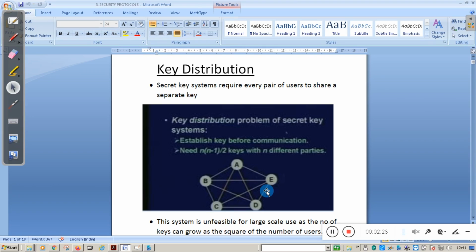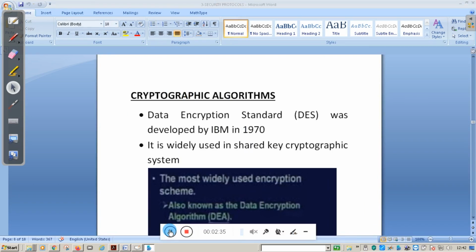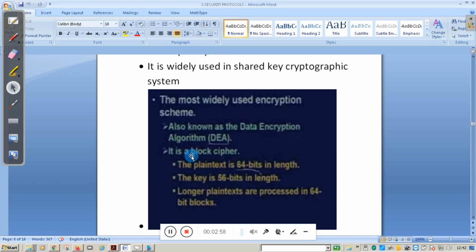Now today we will proceed to one of the important algorithms called data encryption standard, which is a symmetric key encryption technique. The data encryption standard or DES was developed by IBM in 1970. This is the oldest algorithm. Still it is used in cryptographic encryption technique. The main concept of this algorithm is it makes use of a shared key. This algorithm is also known as data encryption algorithm, DEA. It is a block cipher.